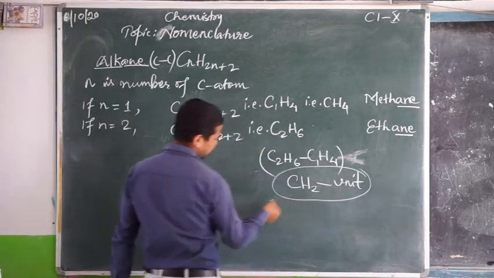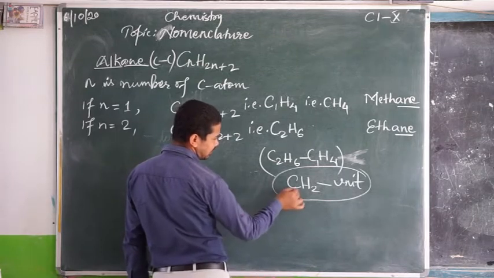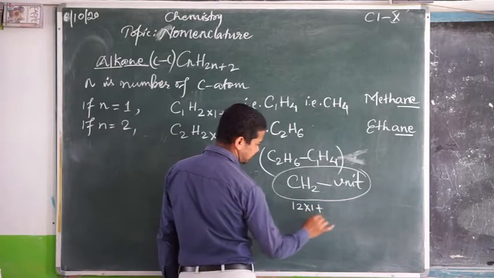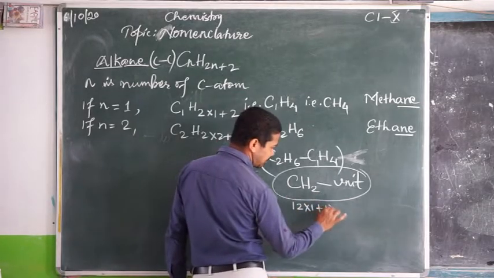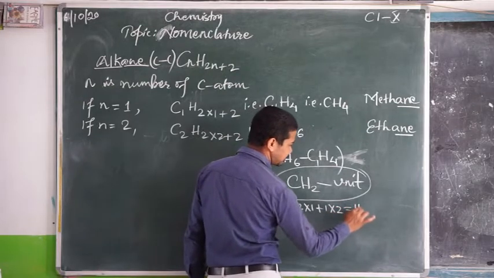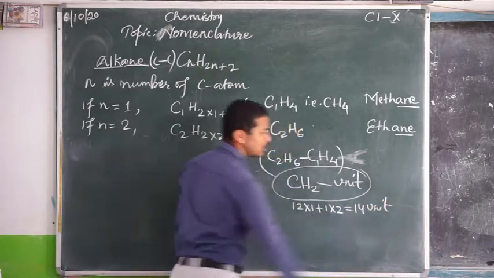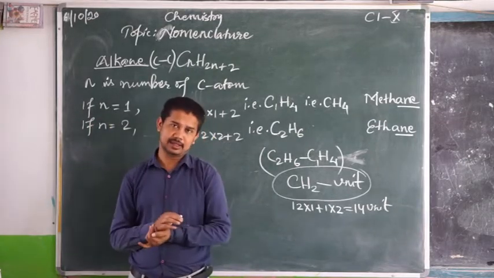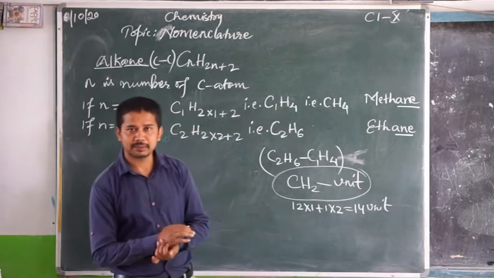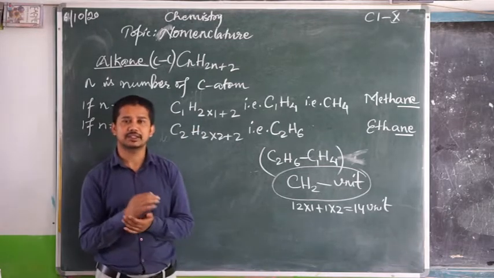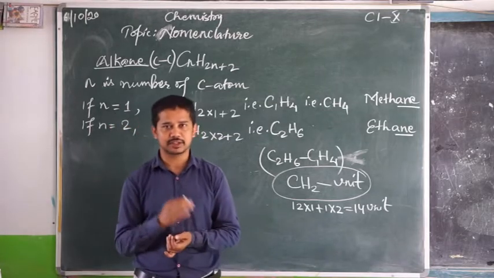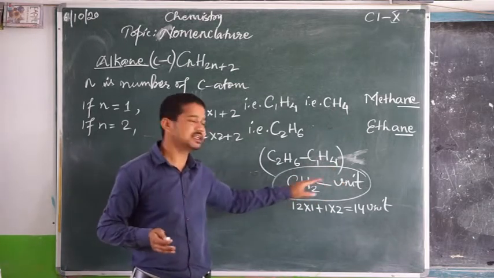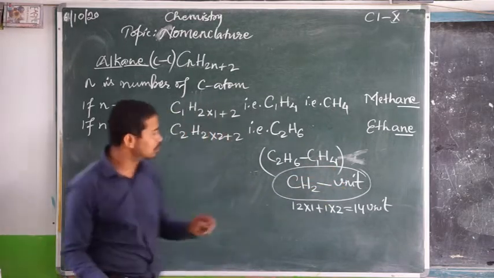And if you see the molecular mass, the molecular mass of carbon is 12 into 1, plus the molecular mass of hydrogen is 1 and the number of atoms here is 2. So you will have 14 units. In a homologous series, the molecular mass of successive organic compounds differs by 14 units, and the molecular formula differs by a CH2 unit. That is what a homologous series is.